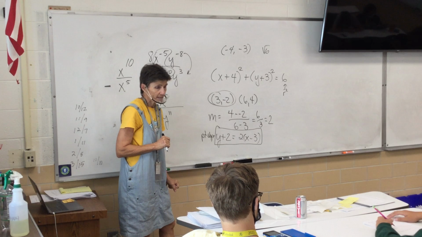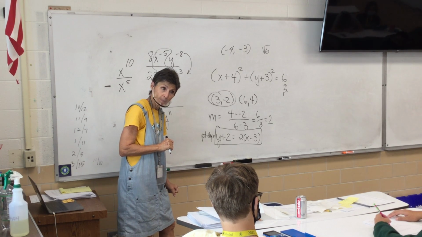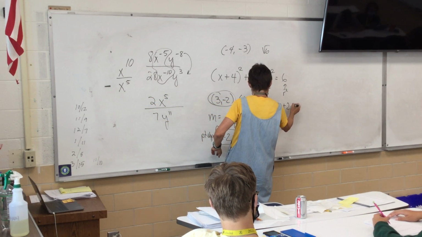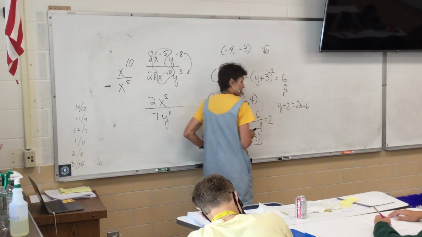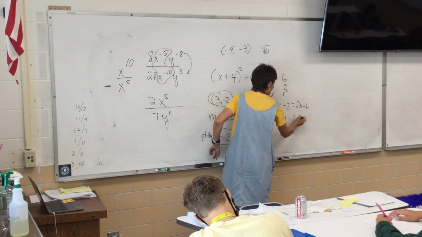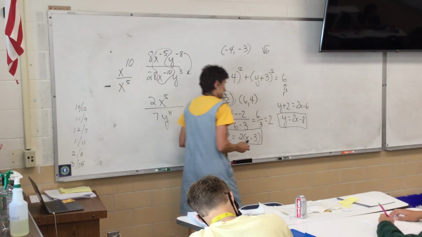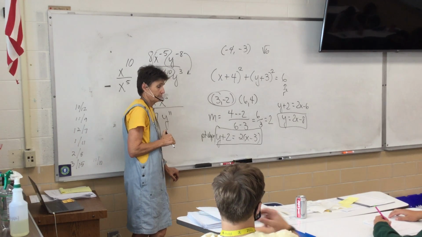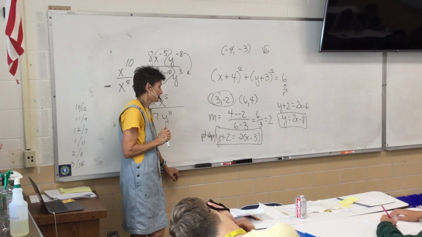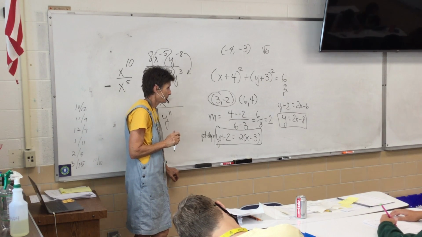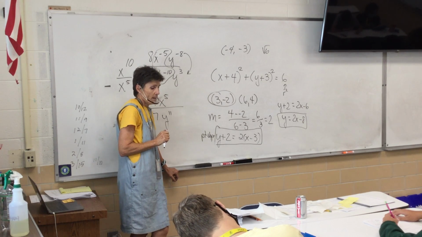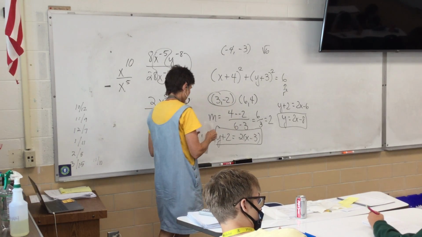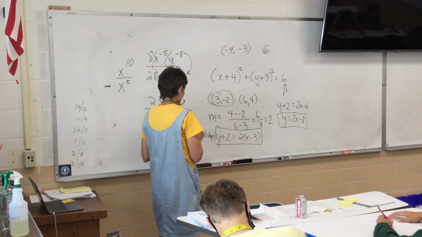But what if it says slope intercept? Then we distribute, so y plus 2 equals 2x minus 6, and y equals 2x minus 8. So slope intercept means get y by itself. Everybody okay? All right.